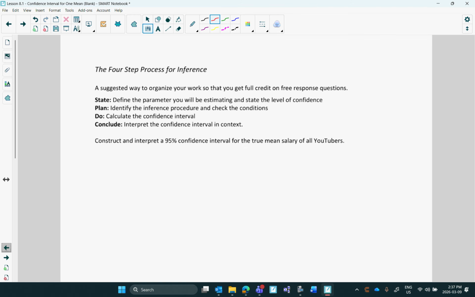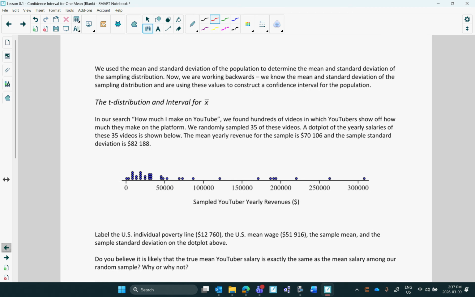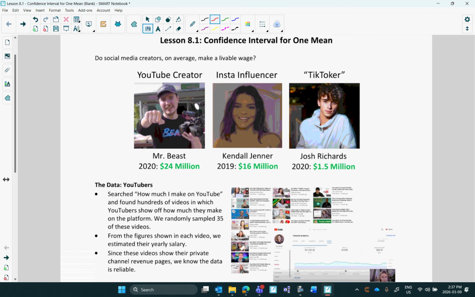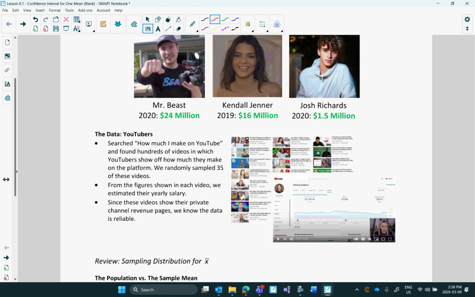We're going to talk about YouTube salaries. So let's say we want to find the average salary that a YouTuber makes. And how could we go about doing this? How could we go about finding the average and knowing that it could be a little higher than that average, it could be a little bit lower than that average. So we're going to make a confidence interval out of it. So this is what was done.